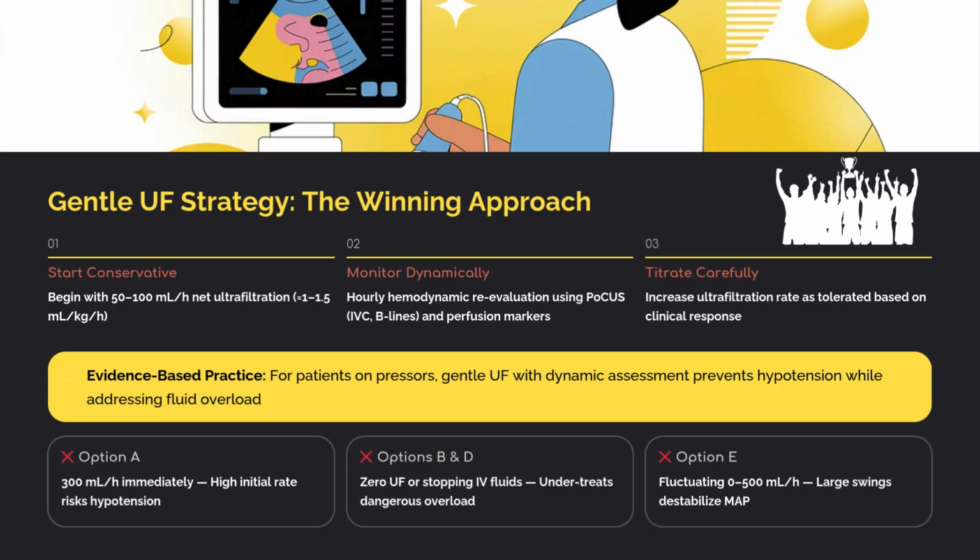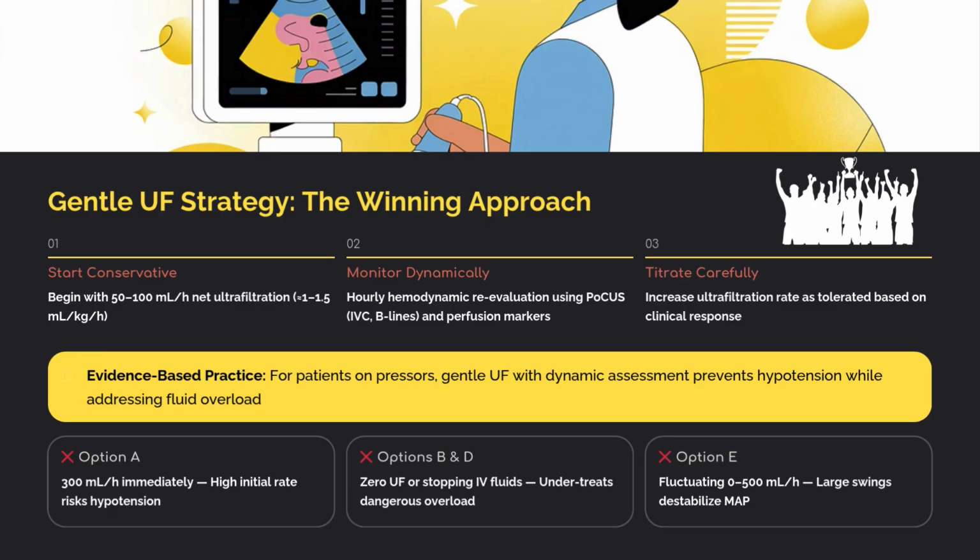Step 3, titrate carefully. Gradually increase the UF rate only as tolerated, based on real-time clinical response and stability of mean arterial pressure. The evidence-based practice is clear in patients on vasopressors: a gentle, dynamically guided UF strategy prevents hypotension while still correcting fluid overload.